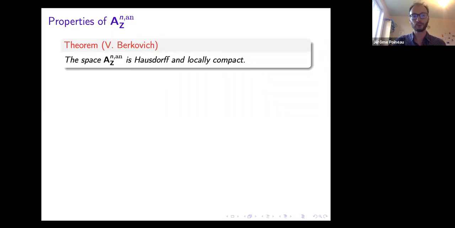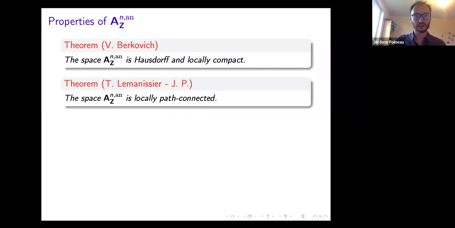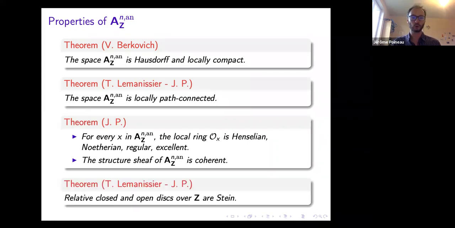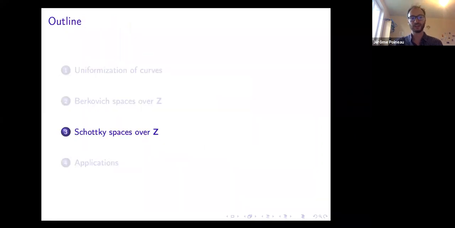So Berkovich proved in an even wider generality that such a space is Hausdorff and locally compact. And then yeah, a bit of shameless self-advertising. So the space is known to be locally path-connected. It has also nice properties, so the structure sheaf is coherent, etc. The local rings are Noetherian and excellent, whatever you want them to be, and also some cohomological vanishing properties. So just a list to tell you that those spaces behave well, and probably if there's something you want to do with them, the machinery has already been developed. Okay, so now let's go to my next part.